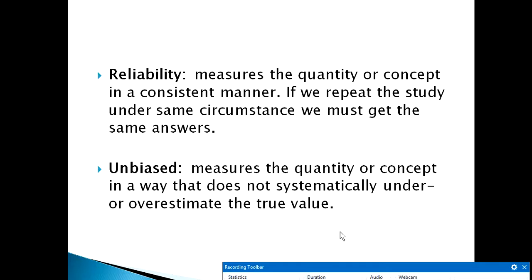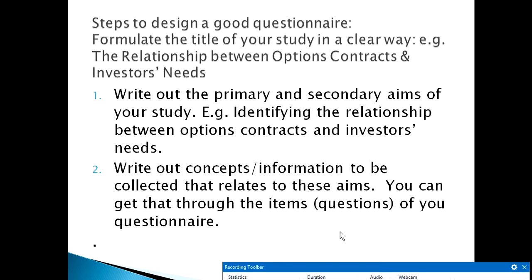How can we get reliability? The term reliability measures the quantity or concepts in a consistent manner, meaning that if we repeat the study under the same circumstances, we must get the same answers and results. Unbiased measures the quantity or concepts in a way that doesn't systematically under or overestimate the true value.